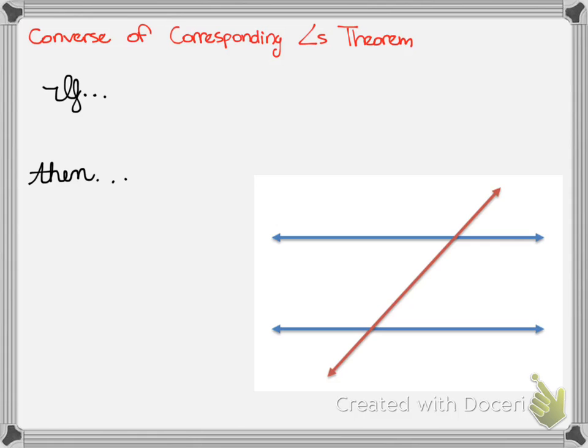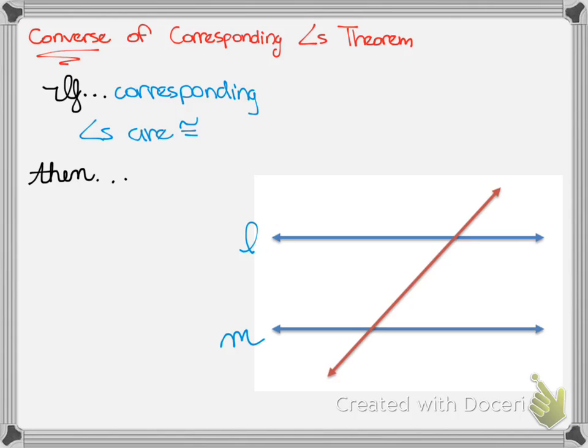So for instance, let's look at the first one, which is the converse of the corresponding angles theorem. The corresponding angles theorem said if lines are parallel, then we know that corresponding angles are congruent. So this is actually the reverse of that. If corresponding angles are congruent, and I'm going to use a little bit of shorthand here, then we can say that lines are parallel. So for instance, let's use L and M. Then L is parallel to M.